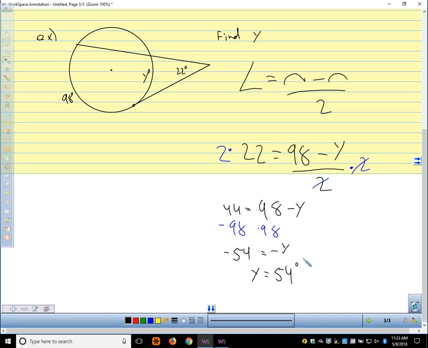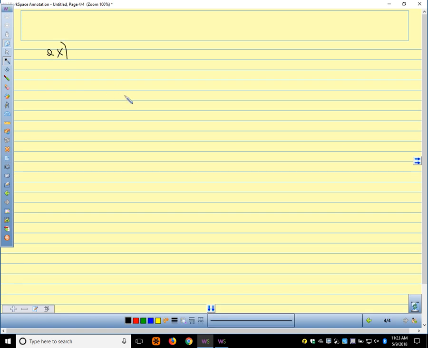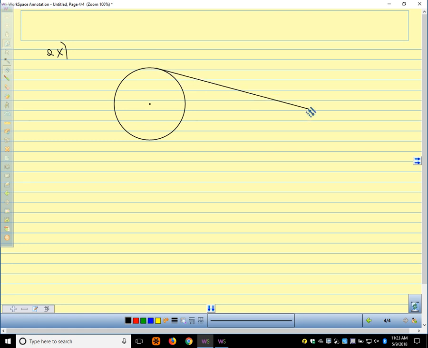Okay, let's look at one that's a little trickier, but still the same idea. All right, so this one is about a satellite that's orbiting the Earth. So here's our little satellite. Those are its little antennas. And it's in orbit above the Earth.